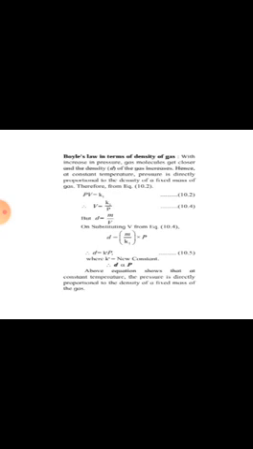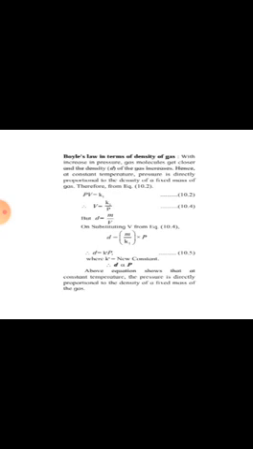If the product of pressure and volume is plotted against the pressure, a straight line is obtained parallel to the x-axis. When the pressure of the gas is plotted against 1 upon V, a straight line is obtained passing through the origin as shown in the figure, provided T and n are constant, that is, temperature and number of moles should be constant. However, at high pressure, deviation from Boyle's law is observed in the behavior of gases.